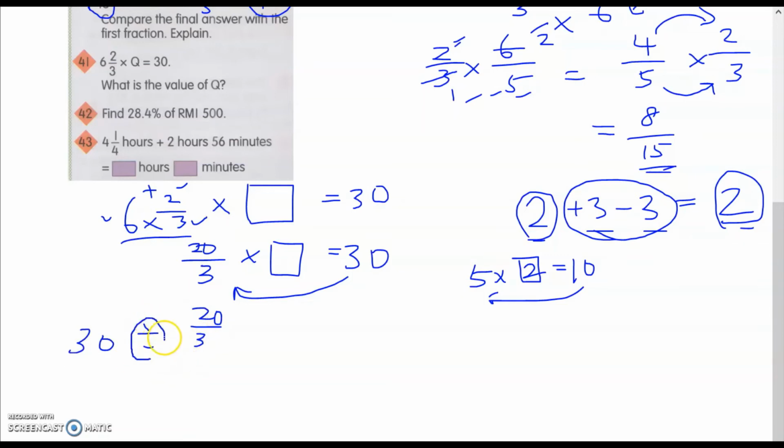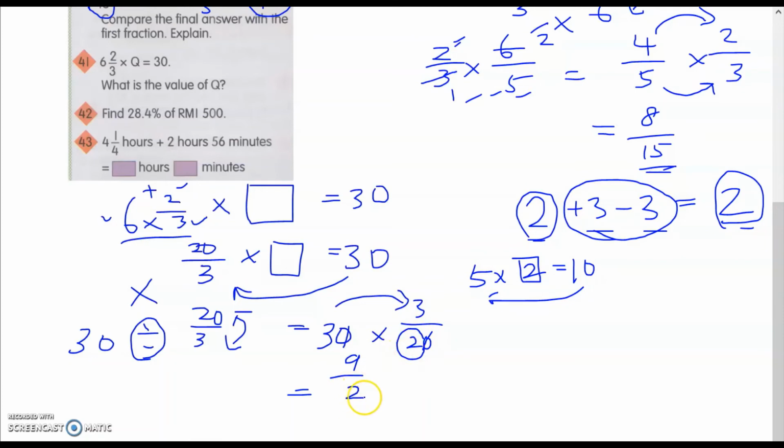Like just now, divide we change to times, and then this fraction we flip it. So it becomes 30 times 3 over 20. Okay, 30 and 20 we can simplify. We cross one zero first. And then 3 times 3 is 9. Here we still have a 2. 9 over 2 we change to a mixed number fraction.